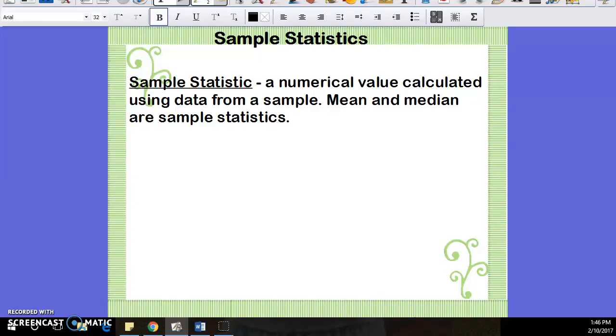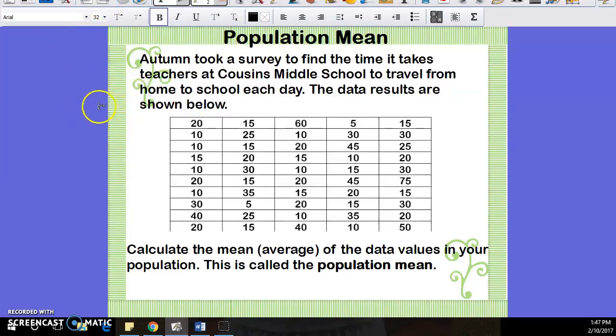Alright, for Unit 5 on inferences, a sample statistic is a numerical value calculated using data from a sample. So this is going to be the mean and the median of the sample. You should have learned mean and median during 6th grade. Alright, so you have population mean, and population mean is just the average from the entire population.